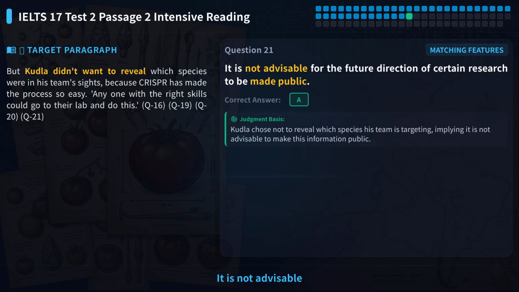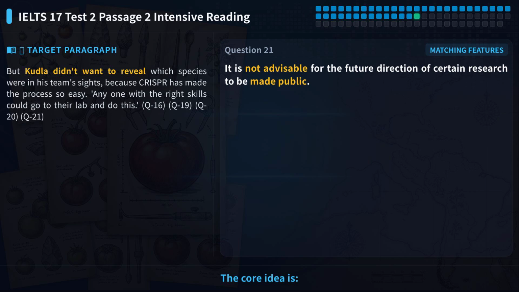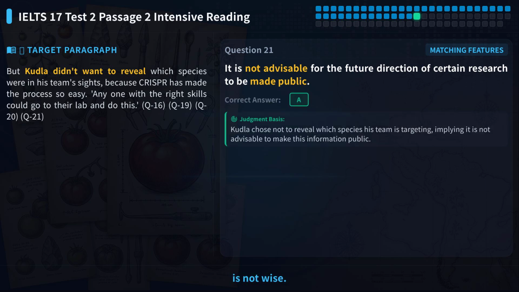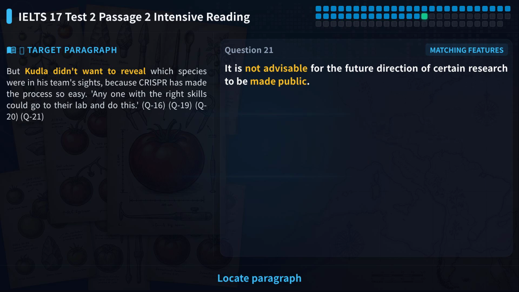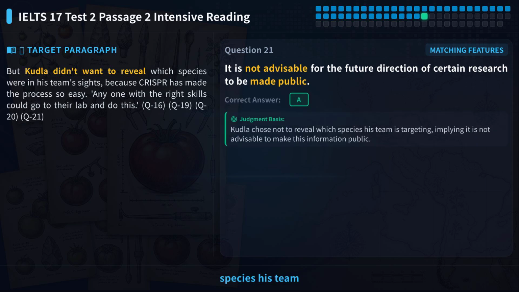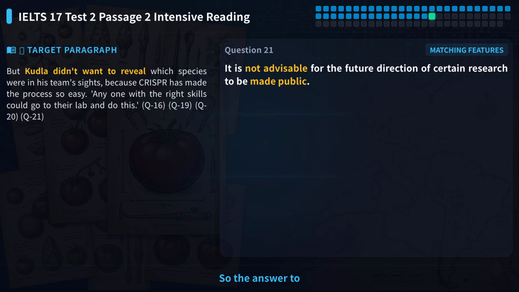The statement says, it is not advisable for the future direction of certain research to be made public. Please pause the video and think about which researcher holds this view. The core idea is, making future research directions public is not wise. The keywords are not advisable and made public. Locate paragraph E. Kudla did not want to reveal which species his team was targeting, because CRISPR has made the process so easy. So the answer to question 21 is A.